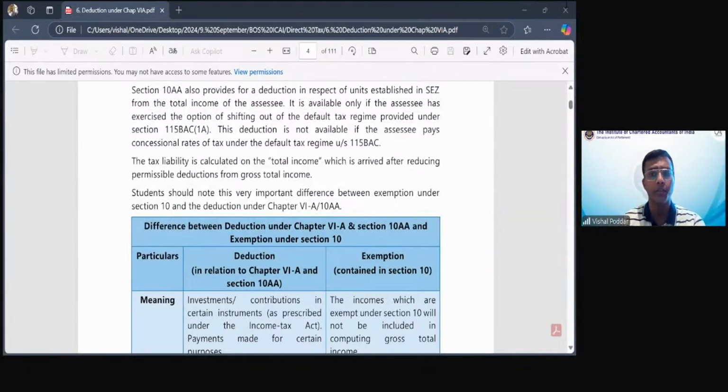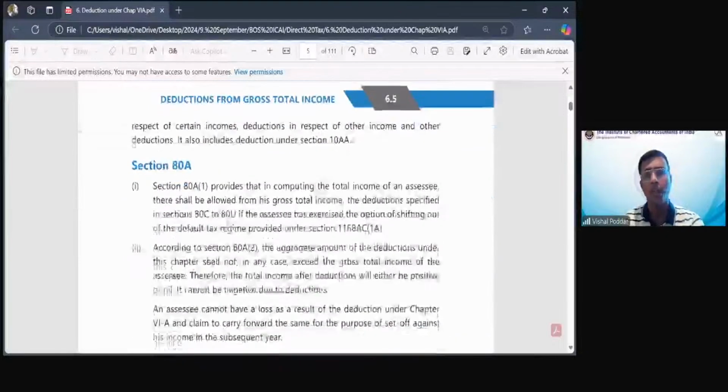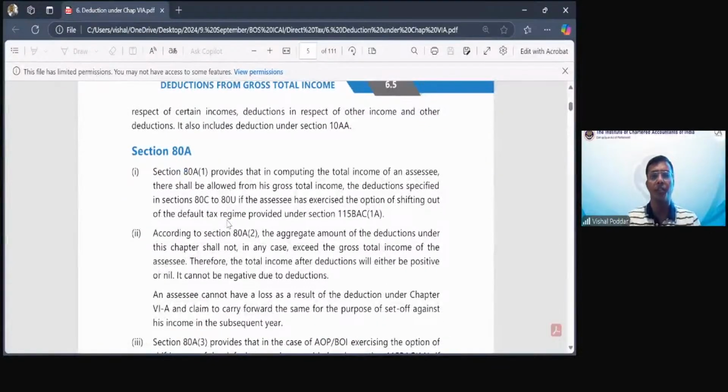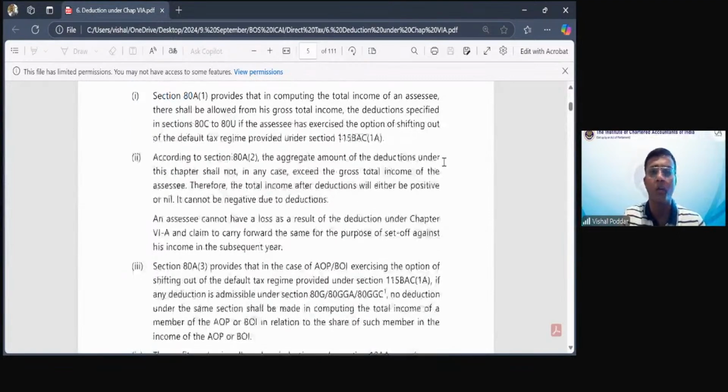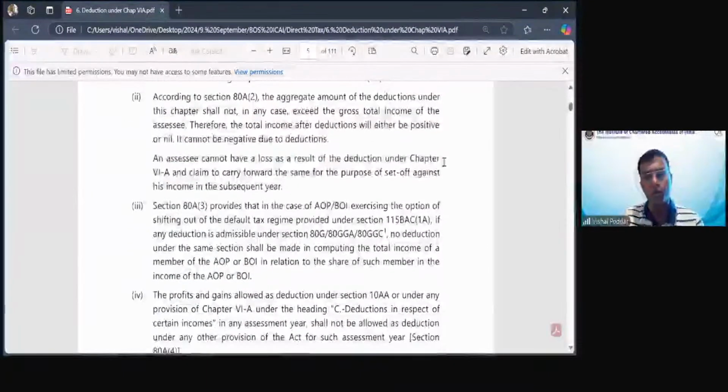Thereafter, we went on to discuss the conditions for getting deductions under section 80A, where the first subsection, subsection 1, says that while computing your taxable income, you will be allowed deductions, but this will be allowed only if you're opting out. Presently, there are only 3 sections where deduction is allowed under the new scheme, that is the default scheme. All the remaining deductions are allowed only if you are opting out, that is, you are in the old scheme.